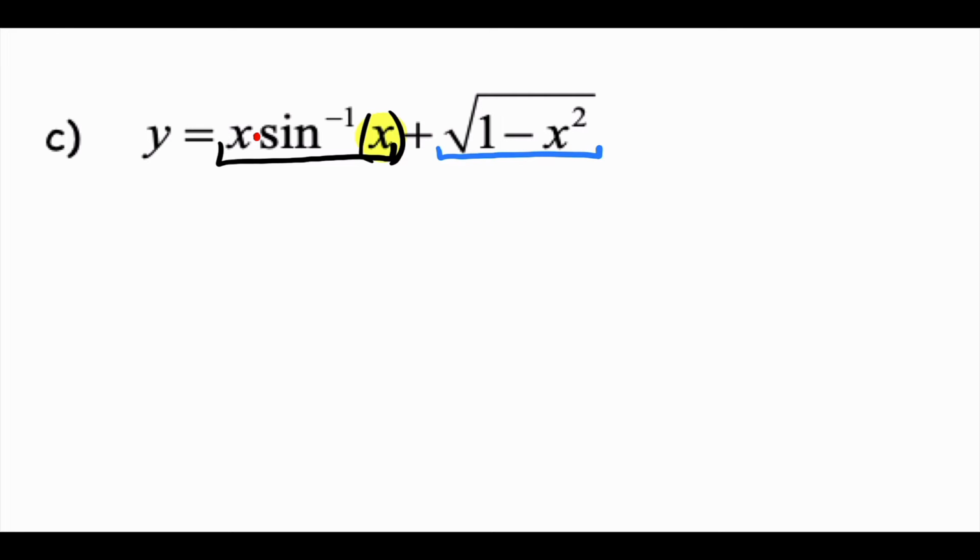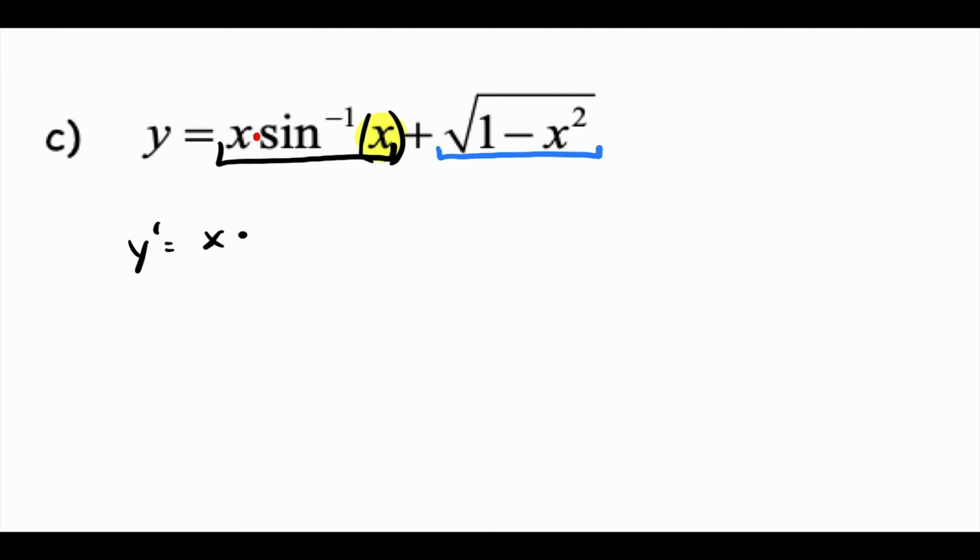Okay. So the first thing we've got to do is use the product rule for the black, to underline the black stuff. Product rule says the first times the derivative of the second. Well, the first is just x, times the derivative of the second. Well, how do I find the derivative of the second?